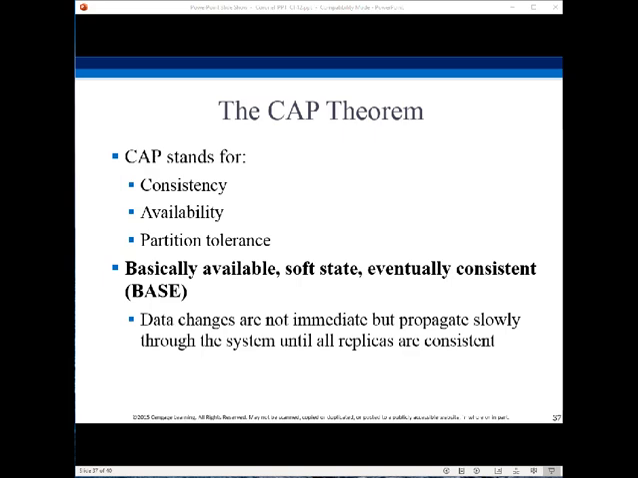So we have ACID properties and BASE properties. ACID means atomicity: either all actions are carried out or none are. Consistency, in the context of distributed databases, means a change is made immediately across all replicas, so all replicas always have exactly the same data. Isolation: transactions are isolated or protected from each other. And of course durability: transactions that complete are going to be permanent.